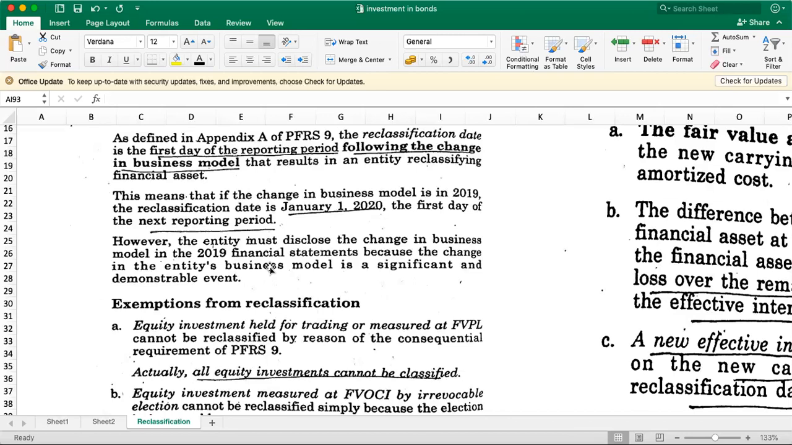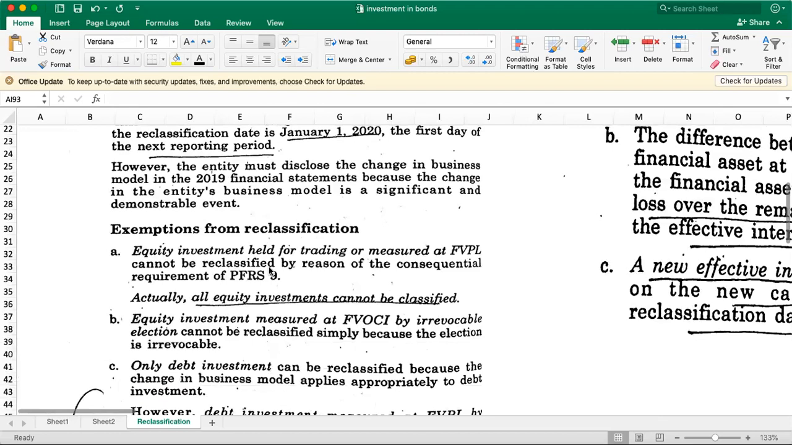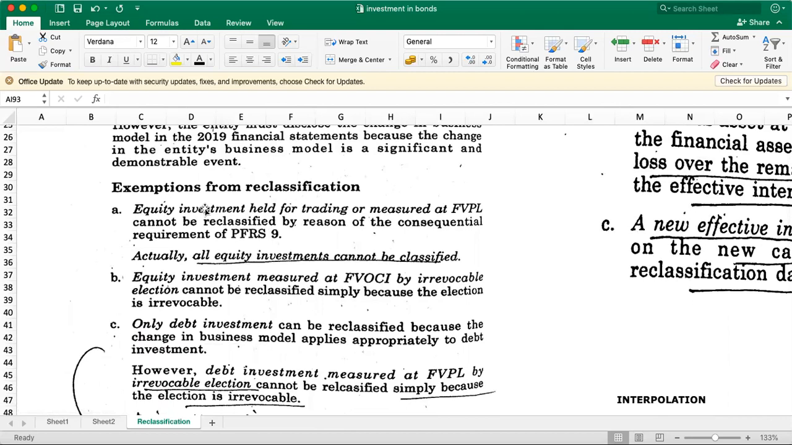Okay. But there are exemptions from reclassification. So, sino yung exempted from reclassification? Diba, equity investments, take note, equity investment held for trading or measured at FVPL cannot be reclassified by reason of the consequential requirement of PFRS 9. Actually, all equity investments cannot be reclassified, di ba? Because there is only reclassification when there is change in business model. And we need to identify, essential yung business model pagdating sa debt instruments. But under equity investments or equity instruments, FVPL lang, tsaka FVOCI. So, depending on ano yung election ng company as to the investments, if for OCI ba or FVPL ba. But here, all equity investments cannot be reclassified because again, yung business model important necessary sa debt instruments.